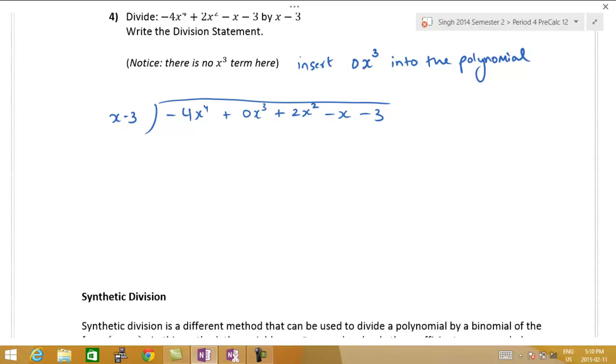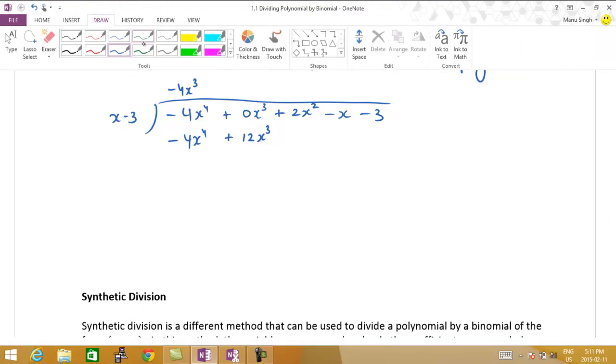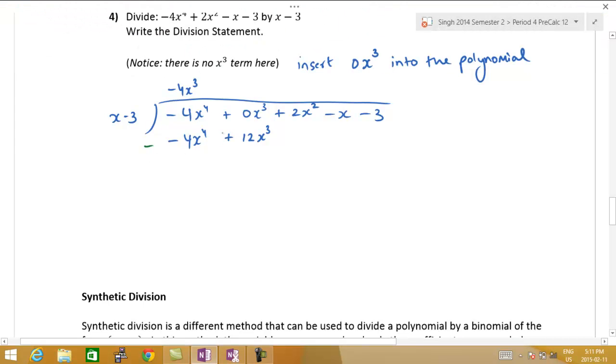So if you give this a try, we're going to get x times negative 4x cubed will give us negative 4x to the 4, and then negative 4x cubed times negative 3 is going to give us a positive 12x cubed. Again, I need to subtract, so when I subtract, it's going to change the signs over here, and then I collect like terms with the new signs.